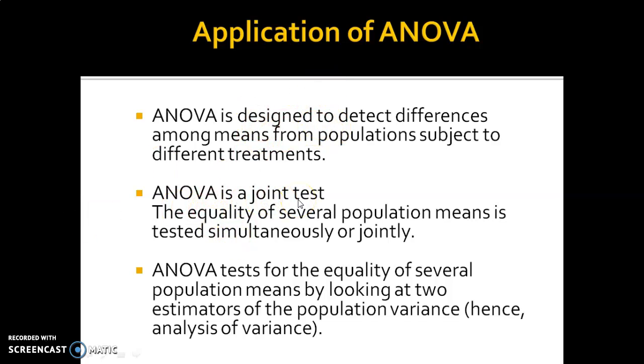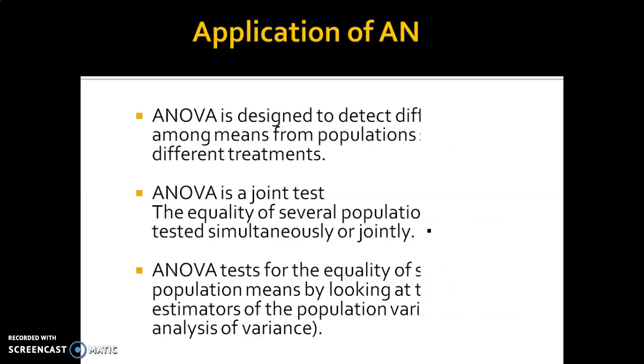Now ANOVA is a joint test. The equality of several population means is tested simultaneously or jointly. There can be n number of series, and you can test the significance of the variation of those series simultaneously. ANOVA tests the equality of several population means by looking at two estimators of the population variance. Hence it is called analysis of variance. In those series we are just seeing what sort of variation exists between the arithmetic means of the series which we have taken. So that is why the name of the technique is ANOVA.